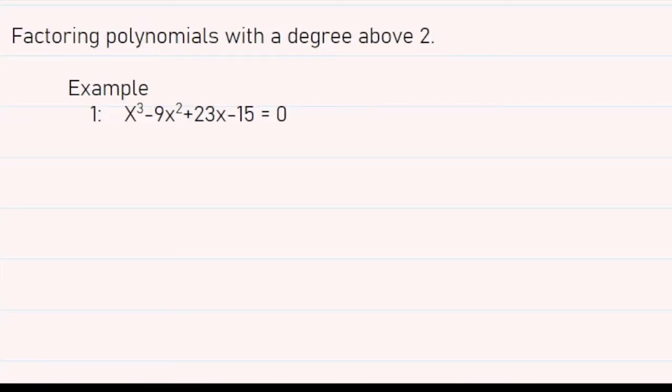So in today's video, we're going to be looking at factoring polynomials with a degree above 2. Our first example here is a cubic function. It's x cubed minus 9x squared plus 23x minus 15, which is equal to 0.